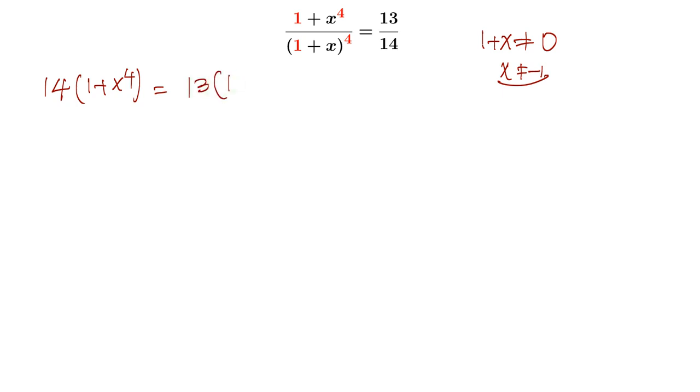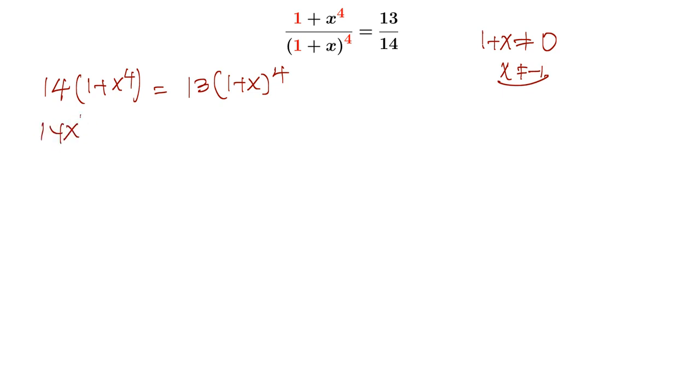So today we're going to be solving this equation here. First of all, 1 plus x has to be different from 0, and x has to be different from -1, right? So now cross multiplication, we have 14 which multiplies 1 plus x to the 4 equals 13 which multiplies 1 plus x all to the power of 4.